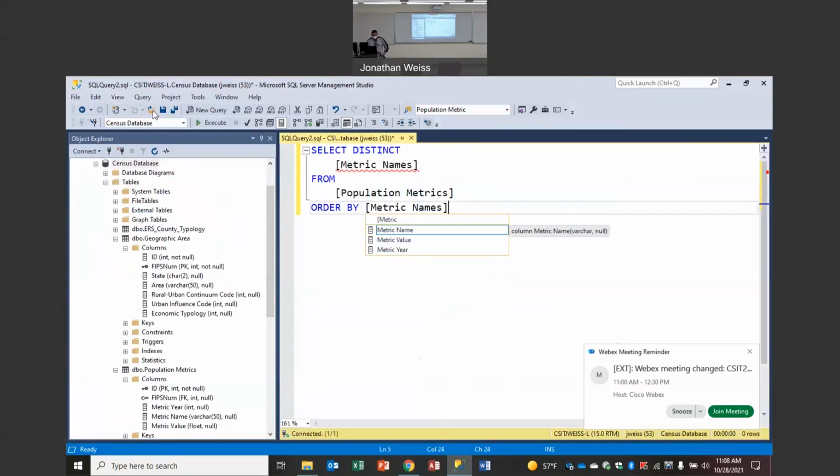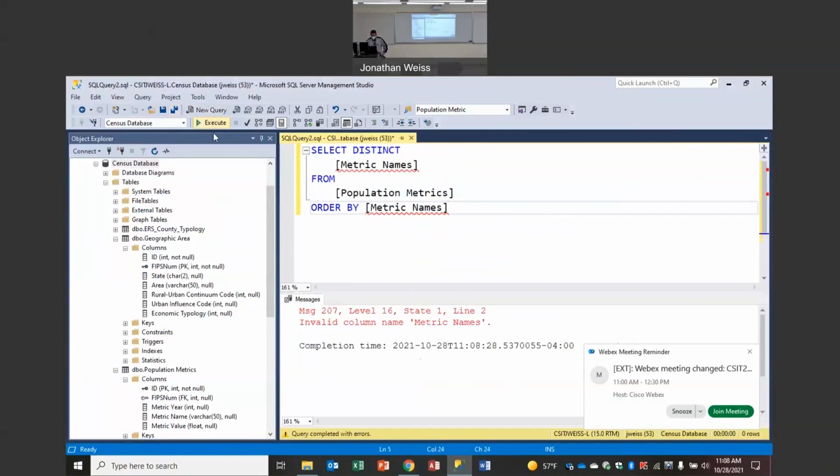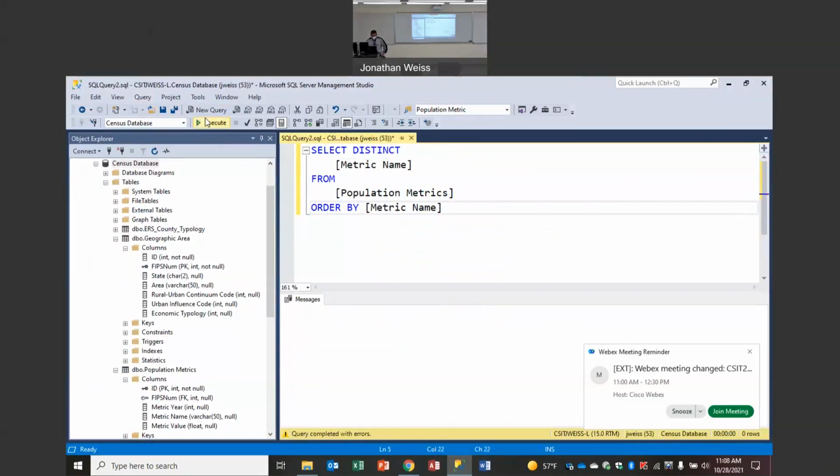That was number two. Let's run it, make sure I did it right. Metric name, sorry. There you go. And there's the result, the metric name.